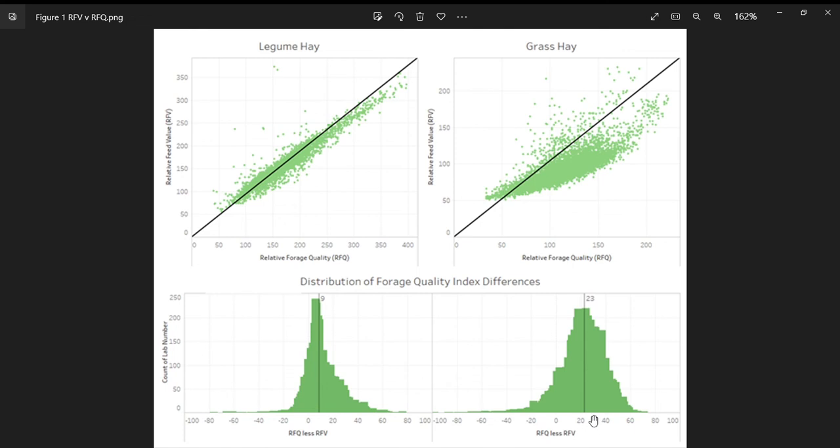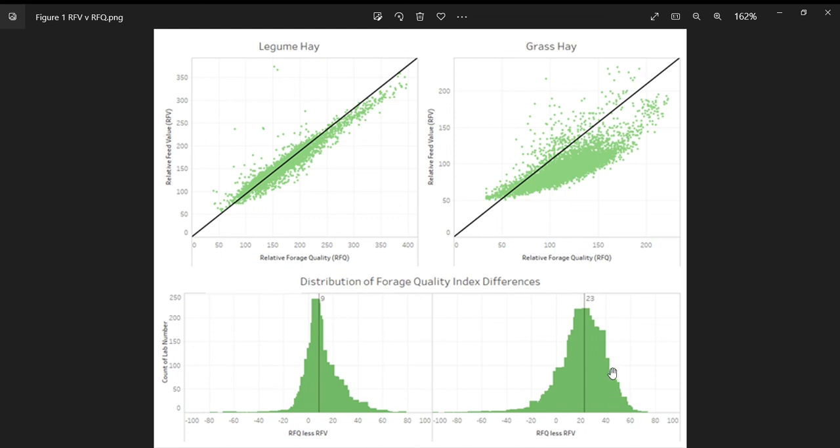Now with grass hay, we see the median is more than double that of the legume hay at 23, and again, staying within this normal distribution, you can expect to see differences of up to 60 and still be within that, and minus 20 even, and still be within that normal distribution range.